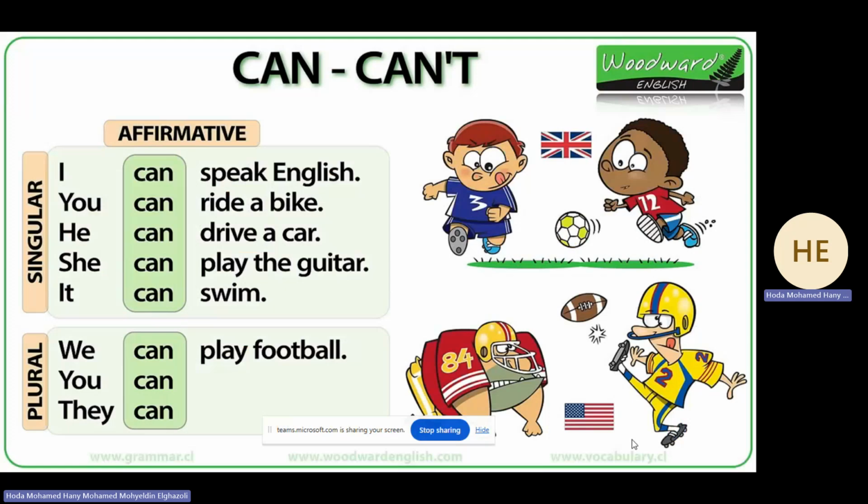And when we are using can or can't, it doesn't matter if it's singular or plural, it doesn't change. I can, you can, we can, they can. It doesn't change.